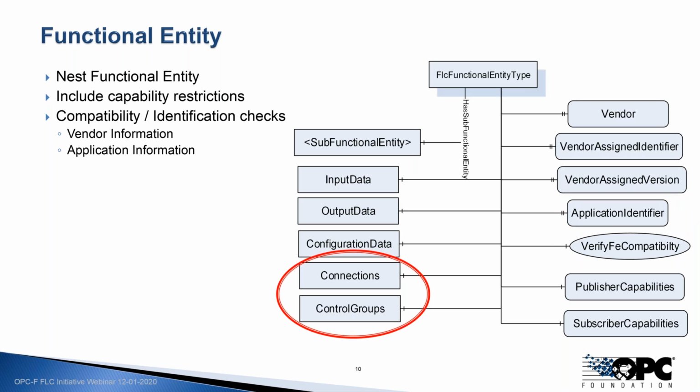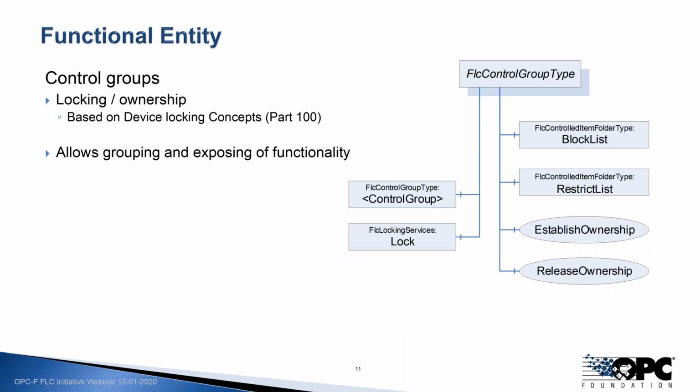I have two other key pieces of our information model: the actual connections, which we'll cover last, and then control groups. So let's talk a little bit about the control groups. A control group provides two base functionalities. It provides locking and restricting access.